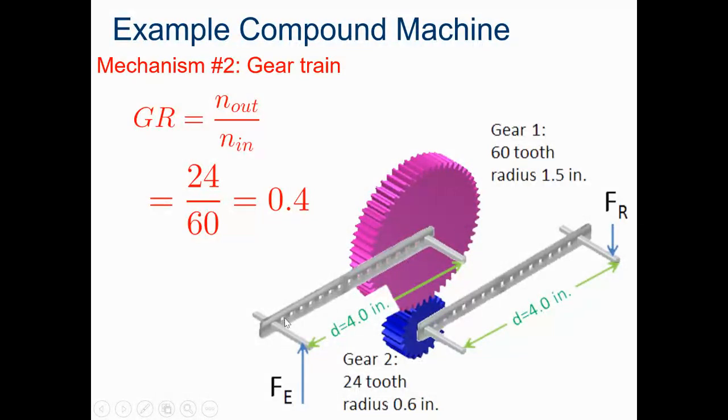So this one was the opposite of what we just found here. This one is greater than 1. The gear ratio is less than 1.